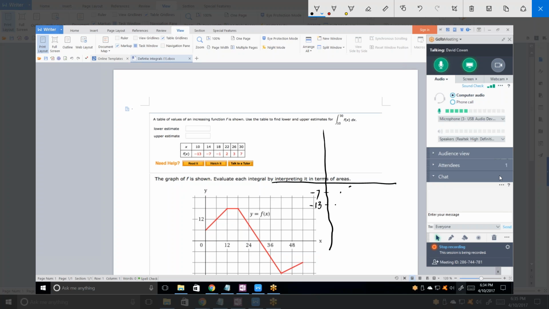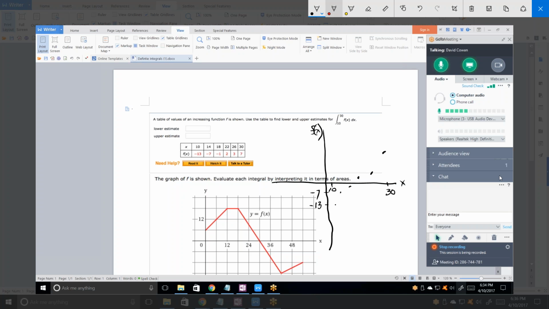And when x is 22, y is plus 2. When x is 26, y is 3. And when x is 30, y is 7. So that's 30 on the x-axis. This is f of x. Now, they only want the area from 10 to 30. And they want the lower estimate and they want the upper estimate.